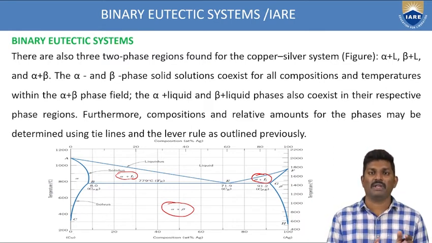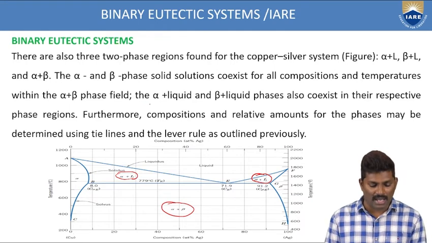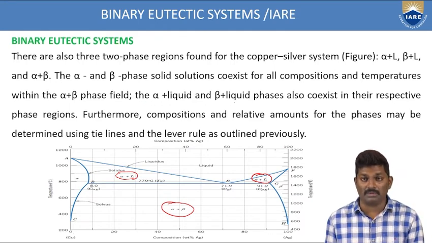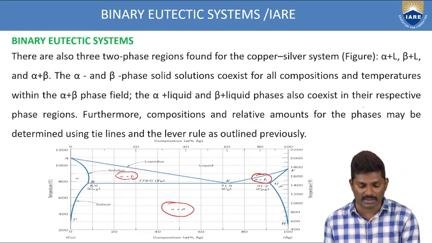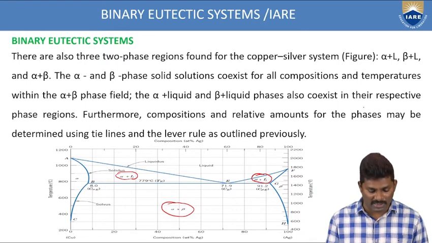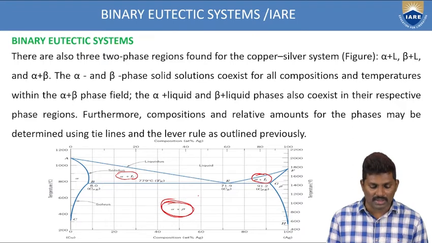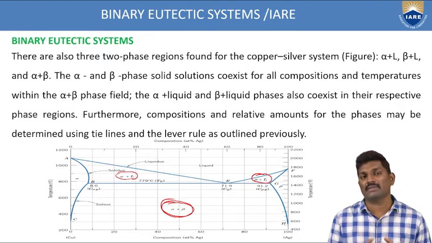Within the alpha plus beta phase, the alpha plus liquid and beta plus liquid phases also coexist. That means within the alpha plus beta region. So where is the alpha plus beta region? This is the alpha plus beta region. So in this alpha plus beta region, you have alpha plus liquid as well as beta plus liquid. Both combinations of alloys are there in this region.